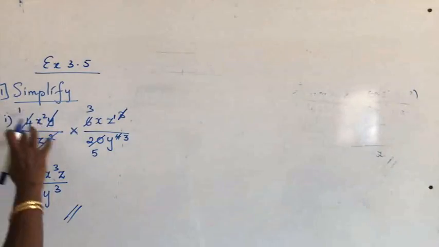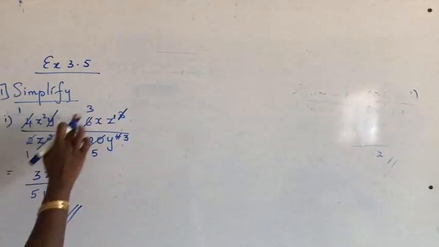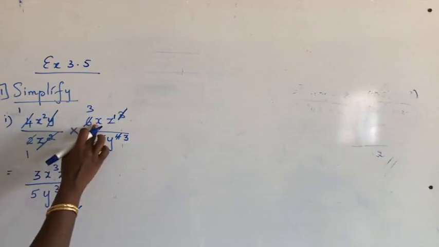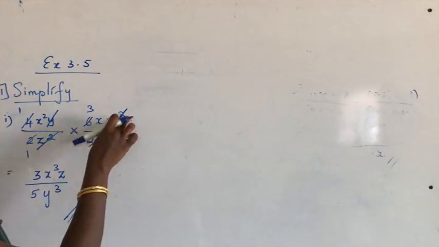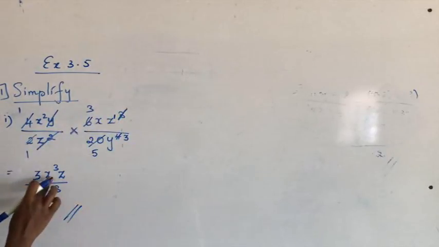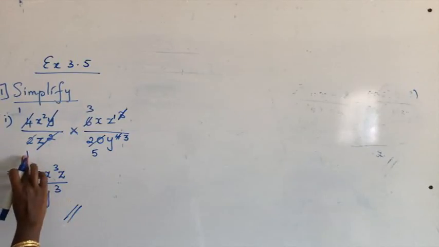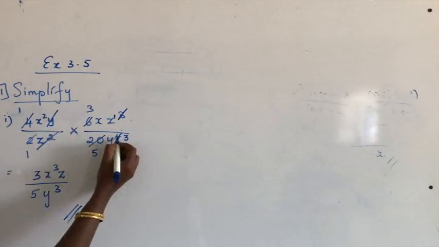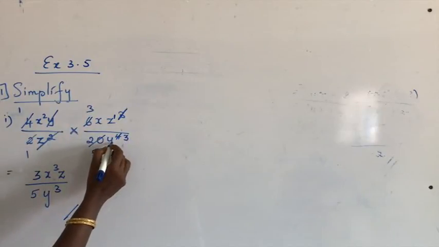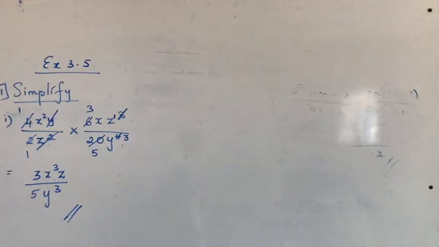So now let's collect all the leftovers and try to get the final answer. So the numbers are, that is 1 into 3 is 3, x square into x, that is x cube. Since we have cancelled z square and here z cube, so what was left? 1 was left. So what is the answer? 3x cube z upon 1 into 5, 5, no z's. Out of 4 y's, 1 y was cancelled. So how many y's are remaining now? 3. So your answer is y cube. Answer is 3x cube z upon 5y cube.